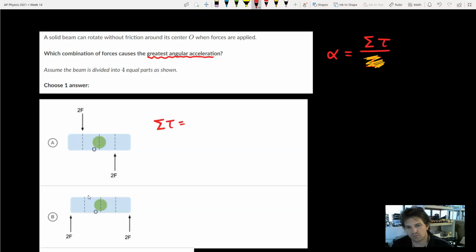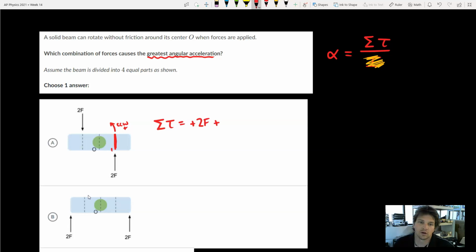All right? This would be 2F is the force, and it's getting applied, let's just call this 1 tick mark away right there, right? And that's going counterclockwise, so that's positive. Okay, so this would be positive 1 times 2F. I'm saying that's 1 tick mark away. So 1 times 2F, so 2F.